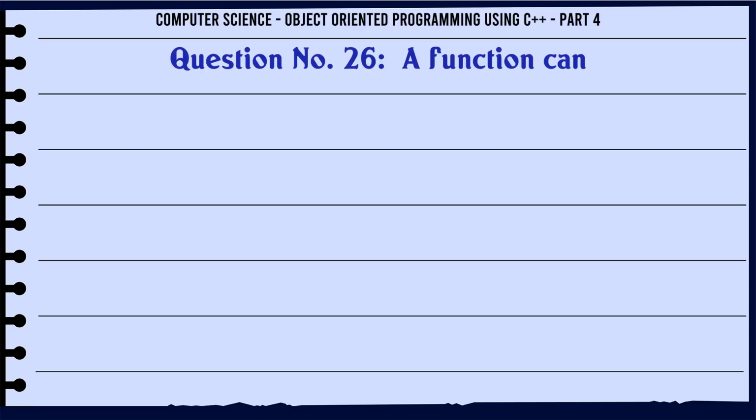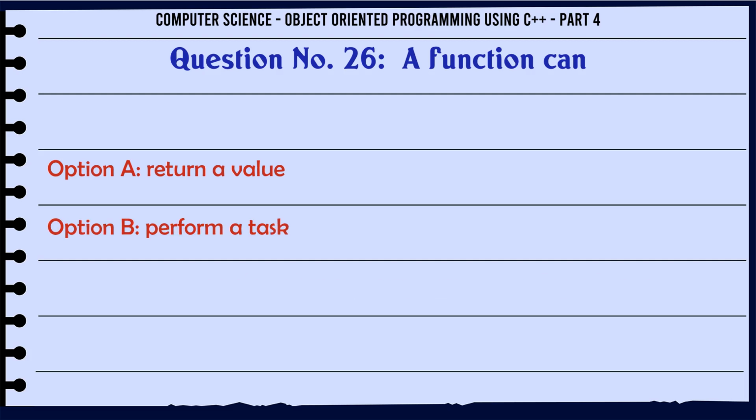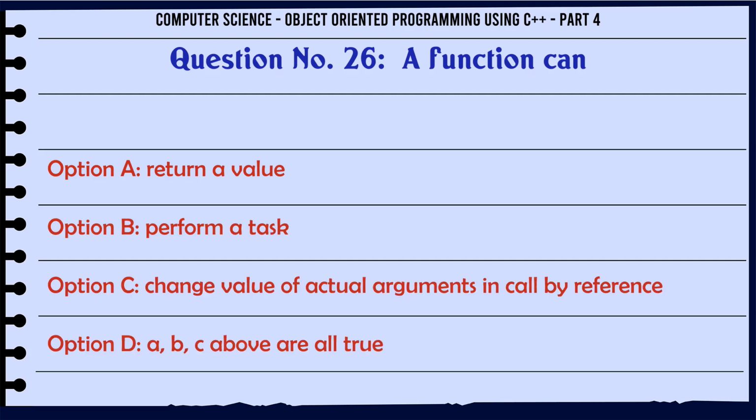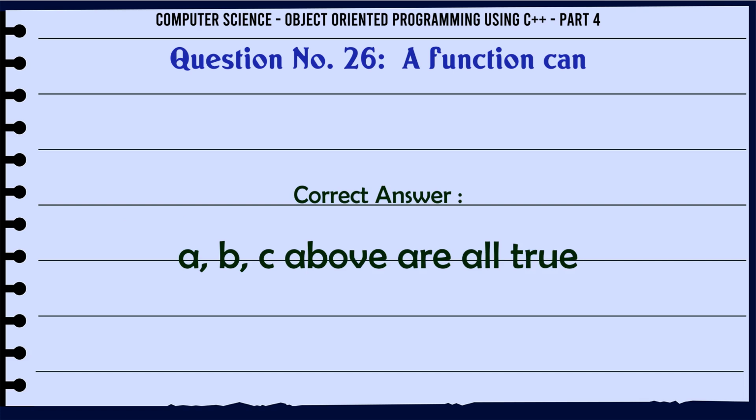A function can A. Return a value, B. Perform a task, C. Change value of actual arguments in call by reference, D. ABC above are all true. The correct answer is ABC above are all true.